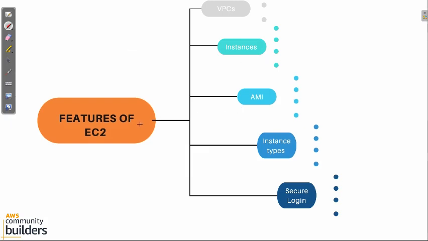Now the main features. There are so many features, but I'll tell you only the main ones. Now, what is VPC? Then we can create instances. We have AMI, what is that? We'll see that. We have instance types. We have secure login. So we'll see one by one what these are. Yeah, we'll see it in detail.